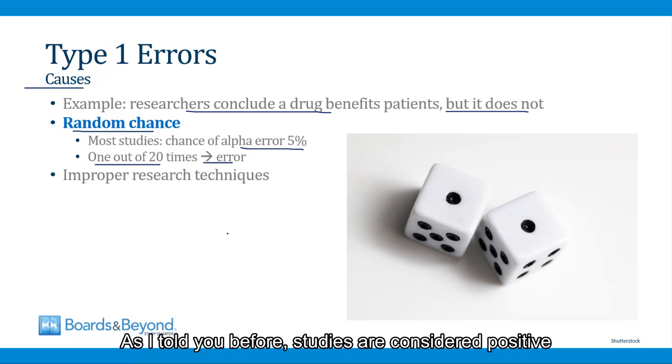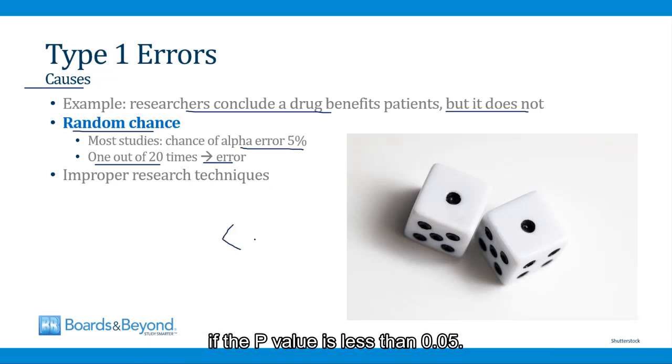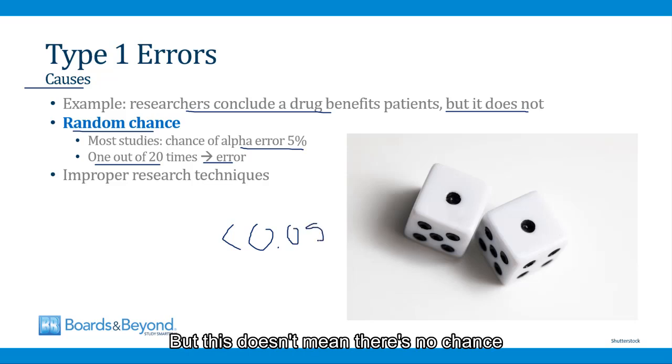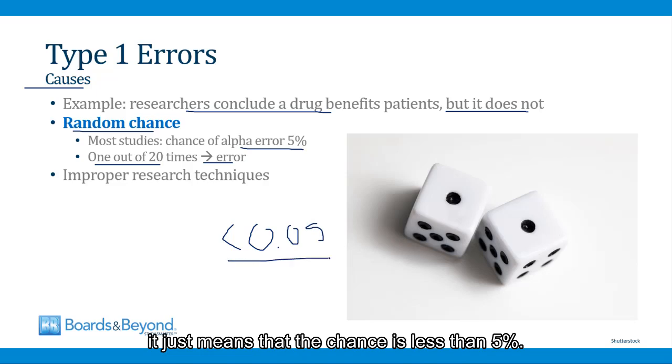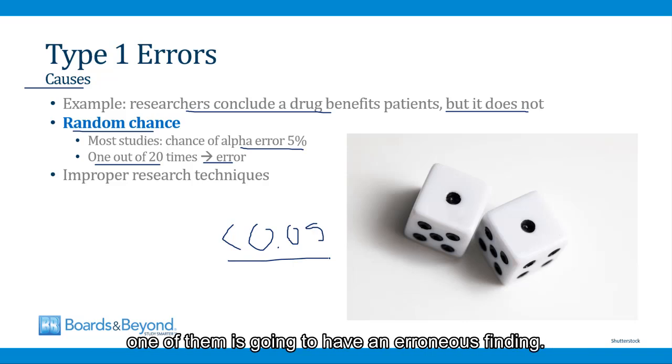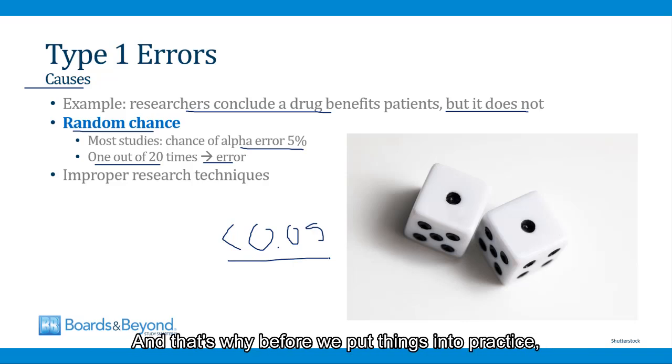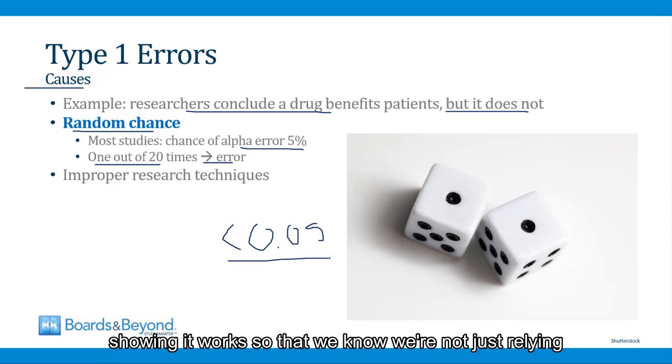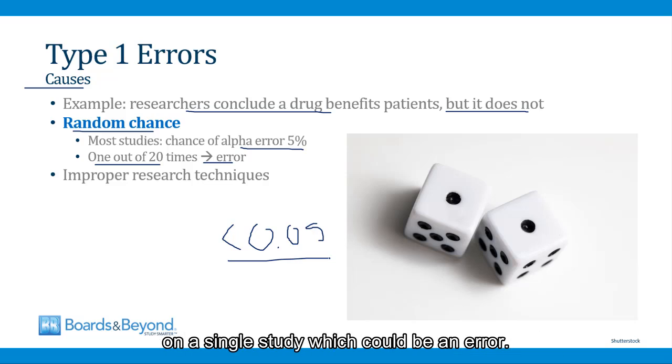As I told you before, studies are considered positive if the p-value is less than 0.05, but this doesn't mean there's no chance that the study findings are wrong. It just means that the chance is less than 5%. So if you conduct enough research studies, from time to time one of them is going to have an erroneous finding. And that's why before we put things into practice in medicine, we like to have multiple studies showing it works, so that we know we're not just relying on a single study which could be an error.